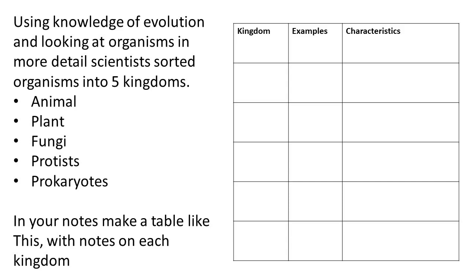So what I'd like you to do in your book, you'll have to pause here for a minute, but I want you to try and make a table, just like the one that's on the screen really, with the 5 kingdoms down one side and a space for an example of each, and then enough space that you can make some notes about the characteristics of each of those 5 different kingdoms. Okay, so pause whilst you do that and then press play when you're ready.